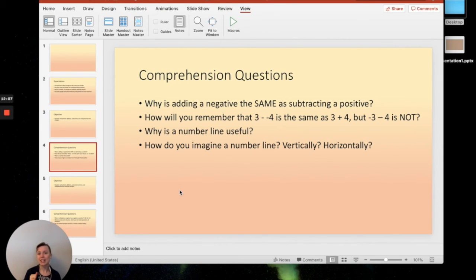Why is adding a negative the same as subtracting a positive? How will you remember that 3 minus -4 is the same as 3 plus 4, but -3 minus 4 is not the same? And if you don't believe me, look at your number line. Why is a number line useful? And how do you imagine a number line?